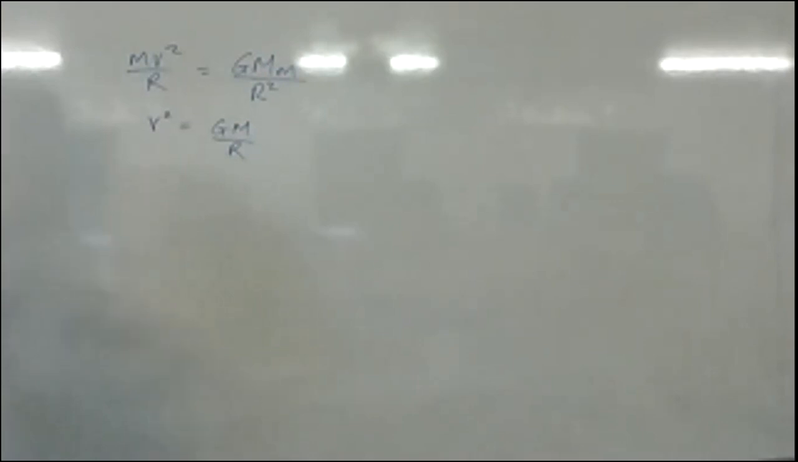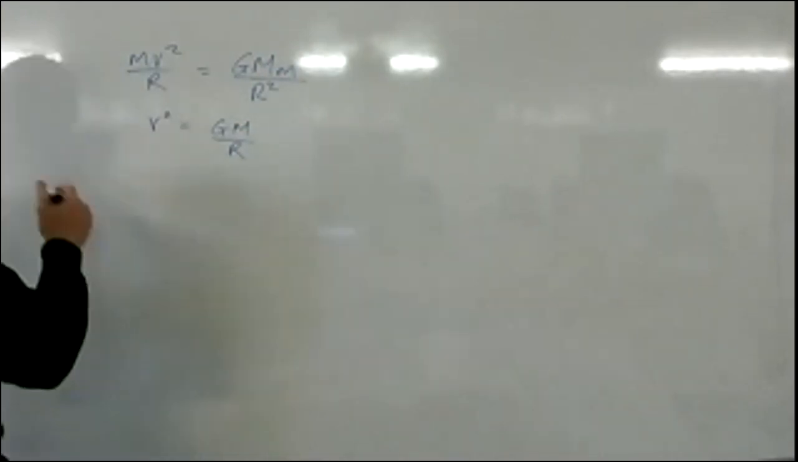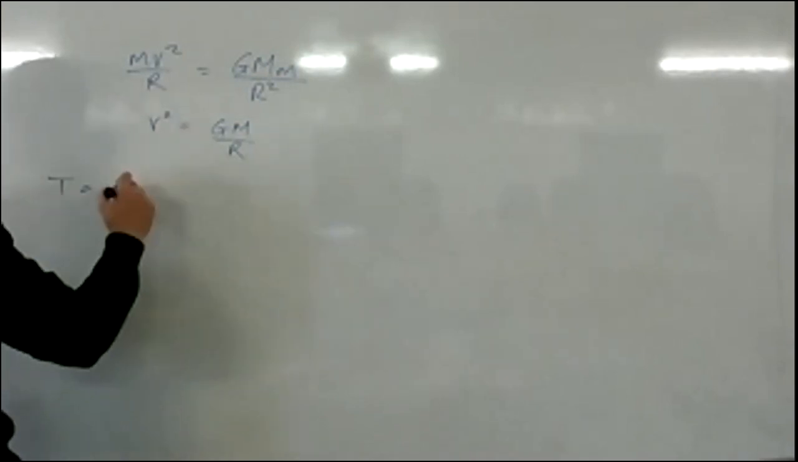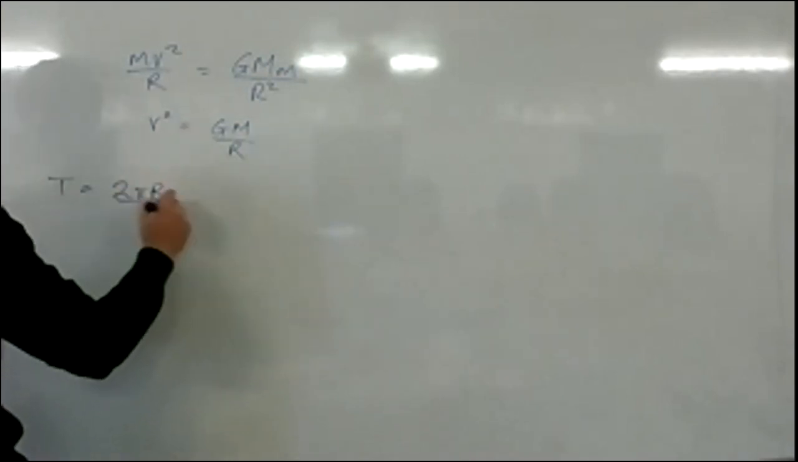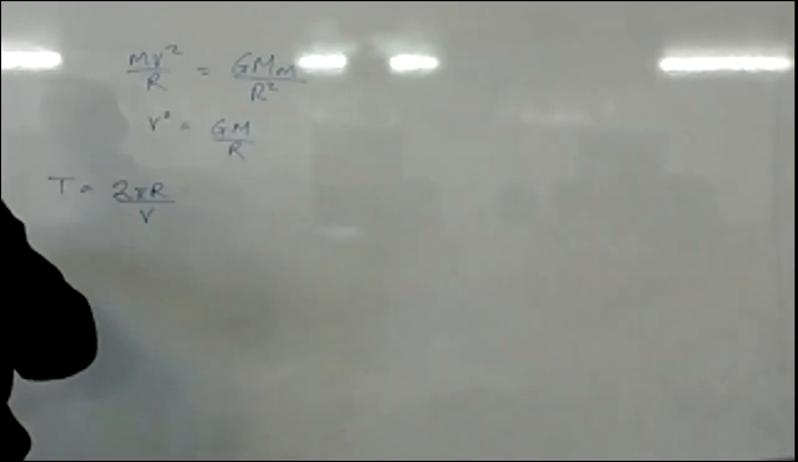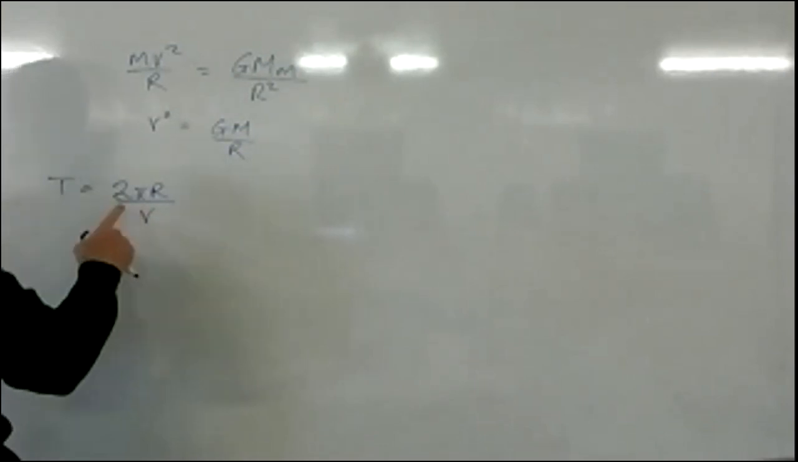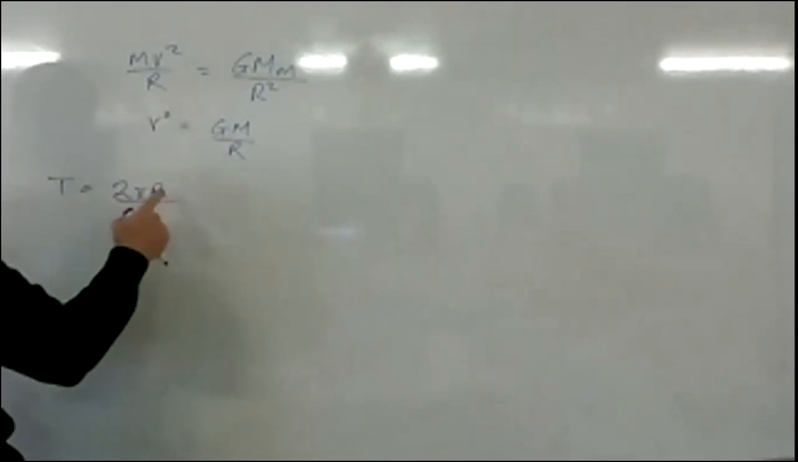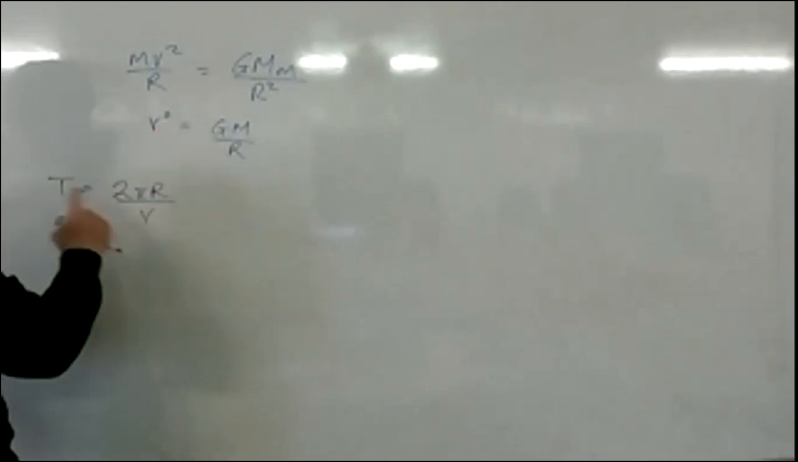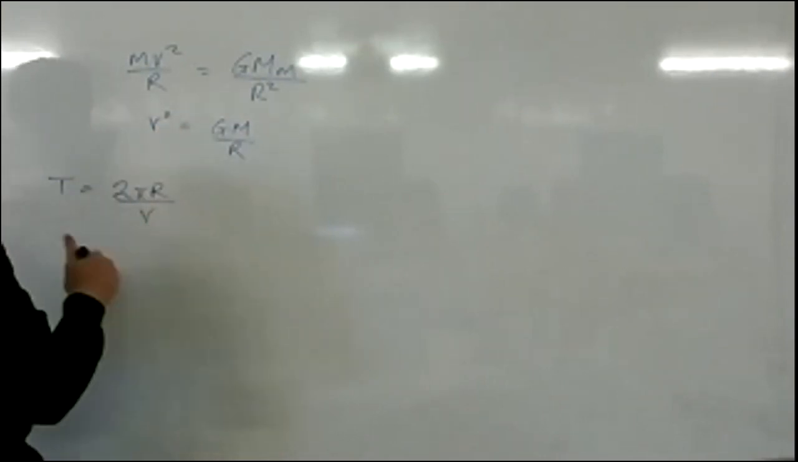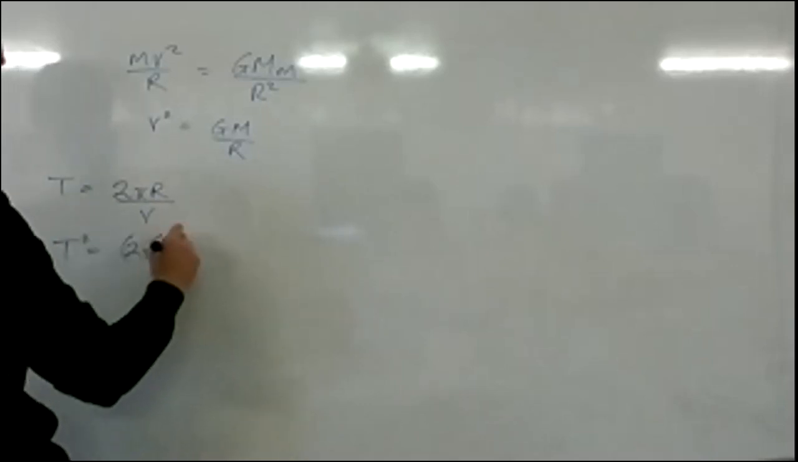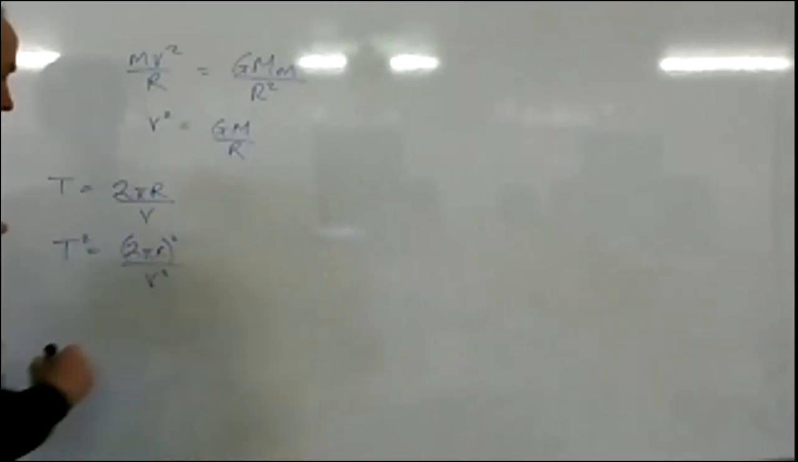First of all, we are doing the period T. T equals 2 pi r over v. Next, we square it, so T squared equals 2 pi r squared over v squared.